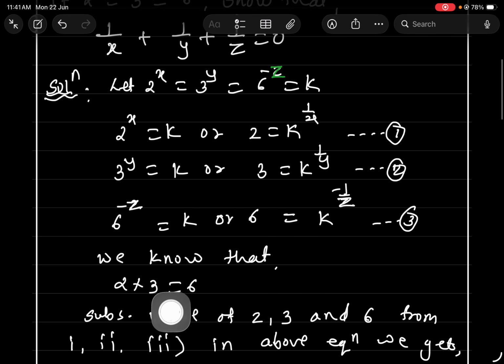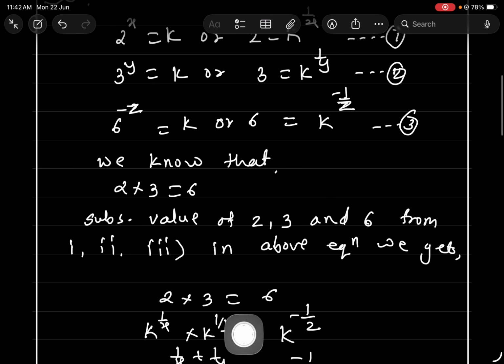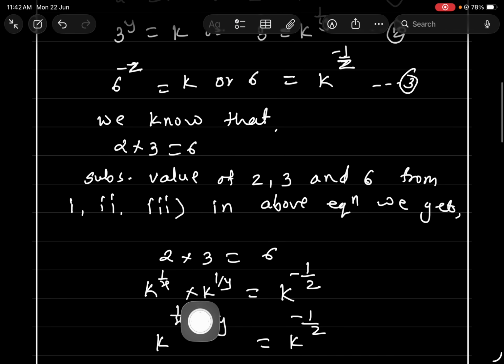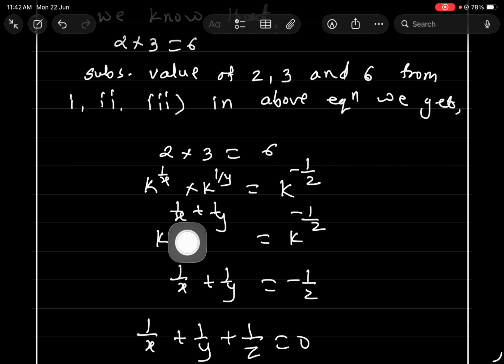Then we know that 2 into 3 is 6, okay. So in this equation we substitute the values of 2, 3 and 6. So 2's value is k raised to 1 upon x, into 3's value, k raised to 1 upon y, equal to 6's value, k raised to minus 1 upon z. So here k raised to 1 upon x, the base is the same and there is multiplication, so it is the addition of the indices: 1 upon x plus 1 upon y equal to k raised to minus 1 upon z.